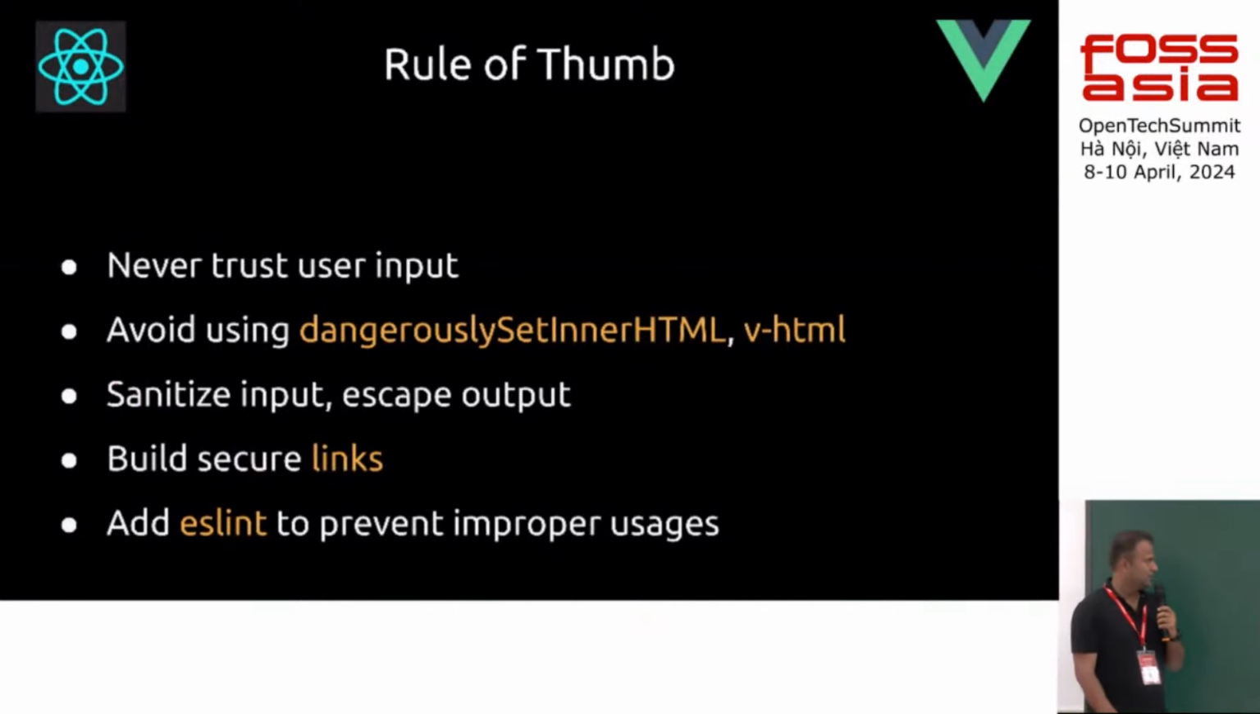So we can fix it by just using interpolations. A rule of thumb with this type of thing is: never trust user input. Whatever a user is trying to input or enter in your application, do not trust it as is. You can avoid things like dangerouslySetInnerHTML for React and v-html for Vue.js, try to sanitize user input and escape the output so that it's not rendered as is, build secure links, and write ESLint rules to make sure these dangerous functions are not being improperly used in your code.